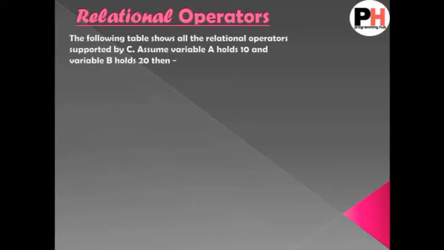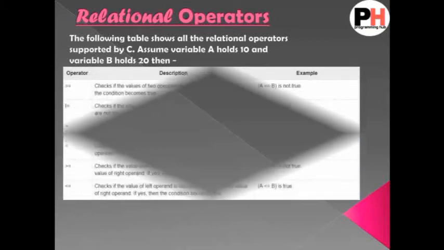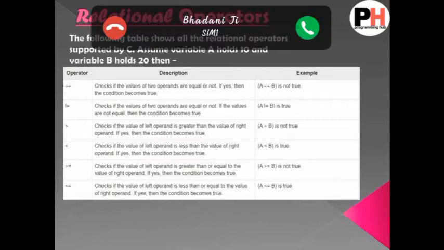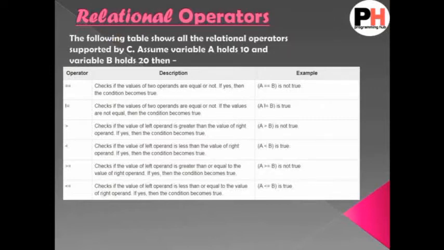In this table, the following table shows all the relational operators supported by C. Assume variable A holds 10 and variable B holds 20. Remember this, A equals 10 and B equals 20. Now see the table. Double equal to checks if the values of the two operands are equal or not. If yes, then the condition becomes true. Then you have to see 10 and 20 among the two values. Okay, you have to check whether both are equal. No, so it is not true.